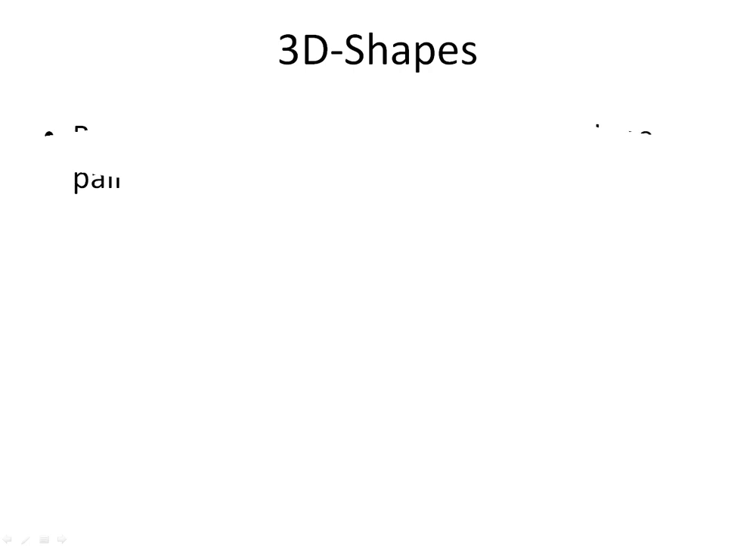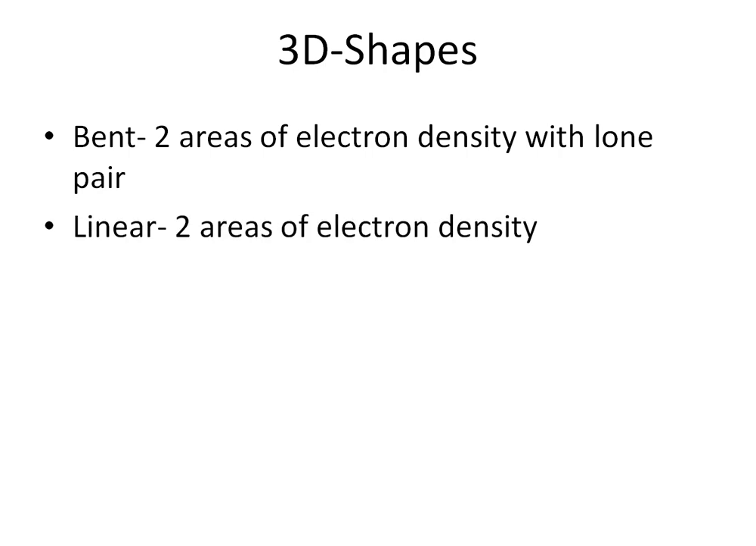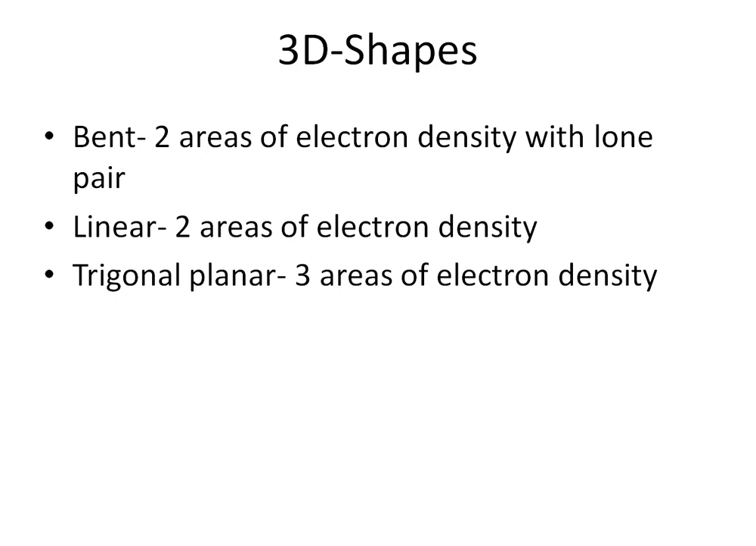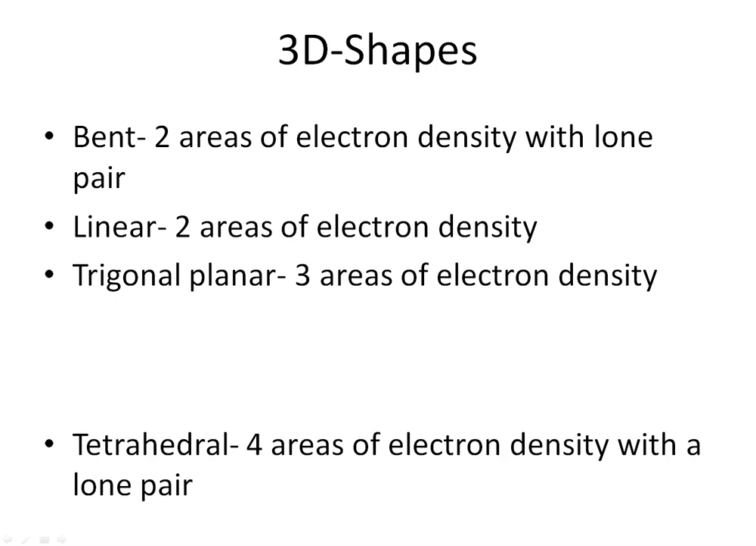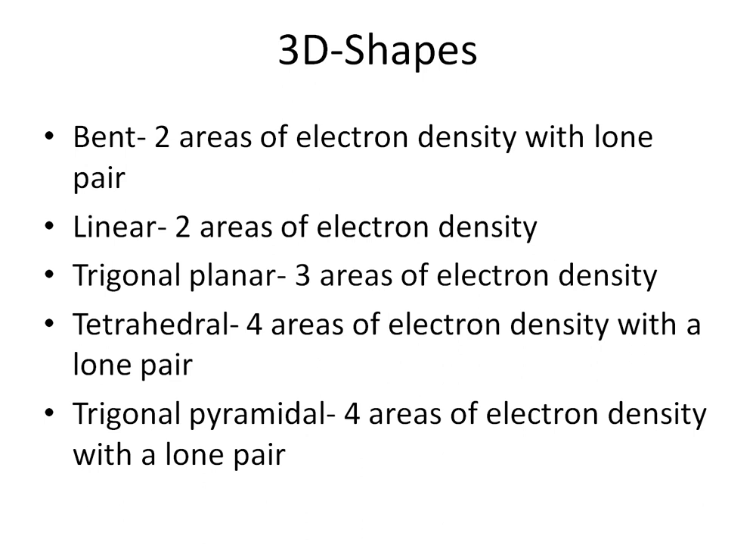3D shapes. Bent means that there's 2 areas of electron density with 1 lone pair. There's linear, which has 2 areas of electron density, and trigonal planar, which has 3 areas of electron density. Then there's tetrahedral, which has 4 areas of electron density, and trigonal pyramidal, which has 4 areas of electron density with a lone pair.